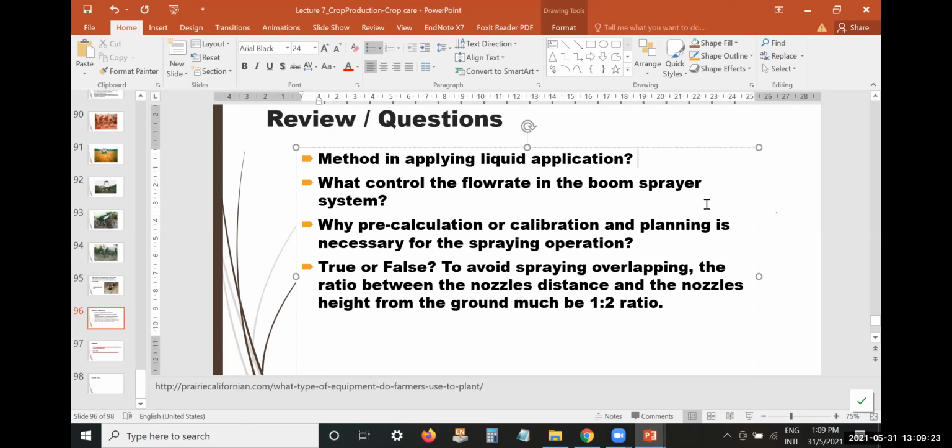Method in applying liquid application. So, you can name many types of application, including using human power, animal power, or mechanical power coming from a simple knapsack sprayer, motorized blower, to the tractor mounted boom sprayer. That would be the approach in applying liquid application. Or you could also have the system embedded in the irrigation system, irrigation together with the fertilizer and so on. However, it depends on the type of chemical that you are going to use. Okay, whether it's safe or not to be mixed with the water or fertilizer. Make sure there is no chemical reaction that would clog the drip irrigation, for example.